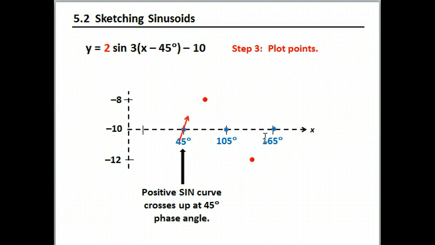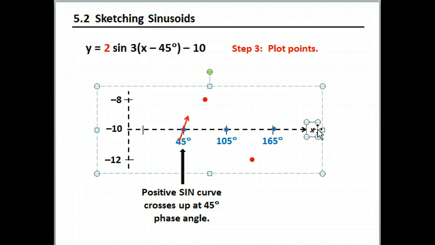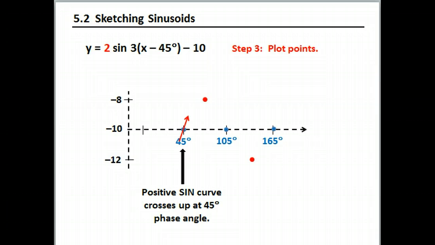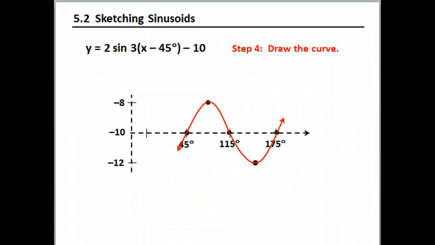Our next point is going to be between 105 and 165. And we are going to eyeball that as well. So we know that we're going to come up, come down, come back up, and then we would start a whole other curve. So, connect our points, and this is what we get. Isn't it lovely? But we're not done yet.